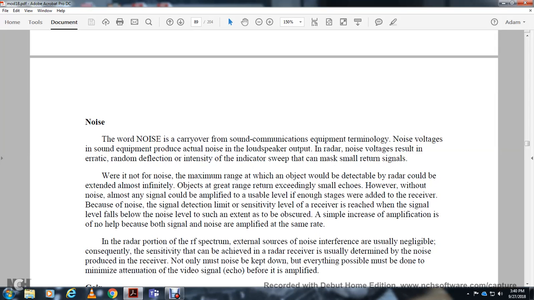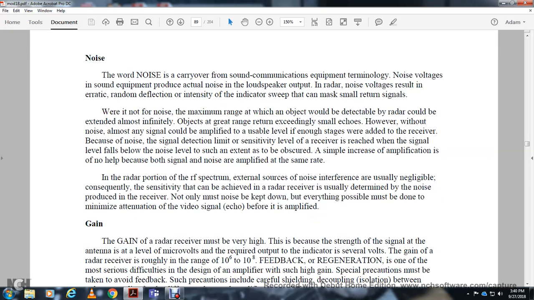Were it not for noise, the maximum range for detecting an object with radar could be extended almost infinitely, since even a small echo could be amplified to a usable level. But the receiver produces noise at the limit of its sensitivity, so when the signal level falls below the noise level, it is obscured. A small degree of amplification is no help, since both signal and noise are amplified at the same rate. In the radar portion of the radio frequency spectrum, external sources of interference are usually negligible. Consequently, the sensitivity achieved by the radar receiver is usually determined by the noise produced in the radar receiver itself.